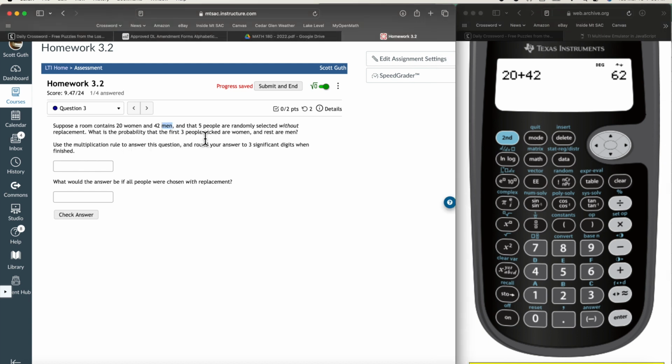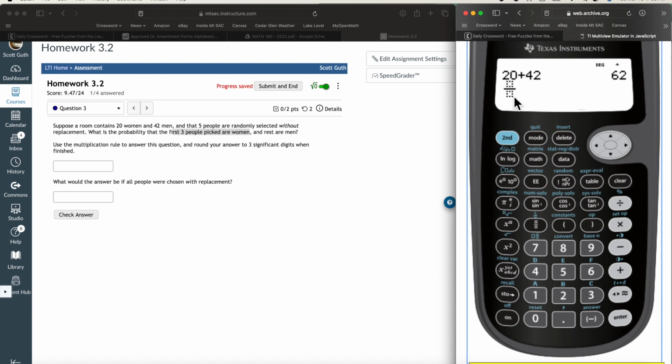Now we want the first 3 people to be women, and then the next 2 to be men, and they want us to basically find the probability. Now we have 5 things happening, and that's going to be 5 individual probabilities, and they all have to happen, each and the next and the next and the next. So what you do is you just multiply all these probabilities. So for the first person, it's got to be a woman. The first 3 are women. So there are 20 women. So initially there's 20 women out of 62 people. That has to be a woman.